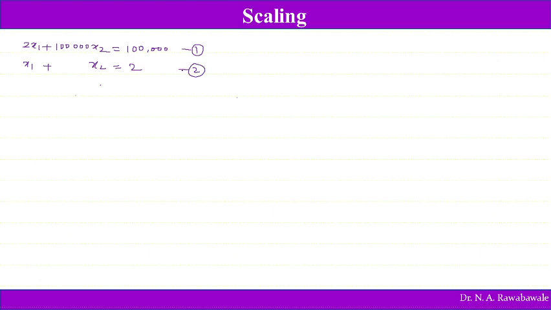Now if we compare the coefficients, here the coefficient of x2 is 1 lakh, and here the coefficient of x2 is 1. On the right hand side, here there is 1 lakh, and in the second equation only 2. So if we compare these magnitudes of coefficients, there is a huge difference in the magnitudes. This difference in the magnitudes has to be reduced by scaling. So now we are going to solve this set of equations by forward elimination method without scaling and without pivoting.